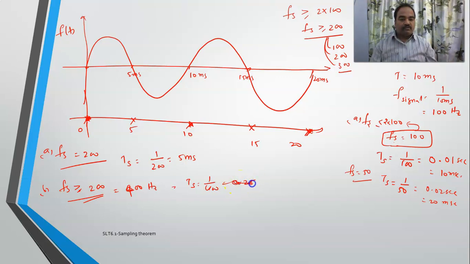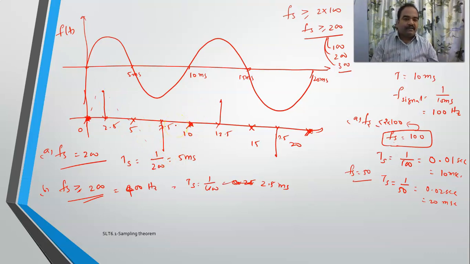Sorry, 2.5 milliseconds, right? If I take it as 2.5 milliseconds, then the samples I am considering are 0, 2.5, 5, 7.5, 10, 12.5, 15, and again 17.5. If you carefully see, at 0 the value is 0, at 2.5 I will get a value, at 5 it is 0, and at 7.5 it is somewhere like this. Now at least it is somewhat better when compared to the previous one. So this is an approximate representation of a sinusoidal signal.